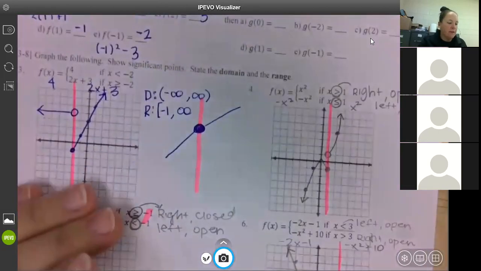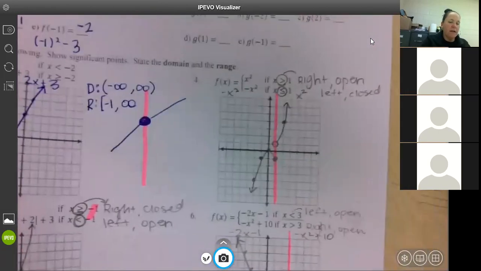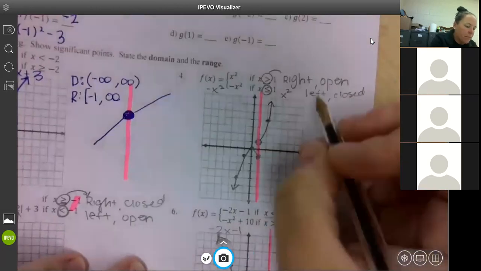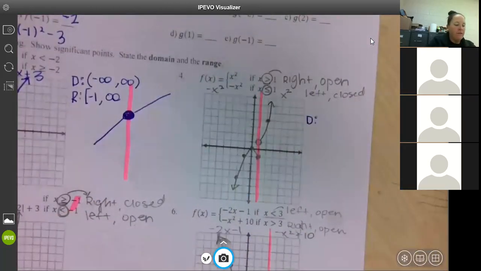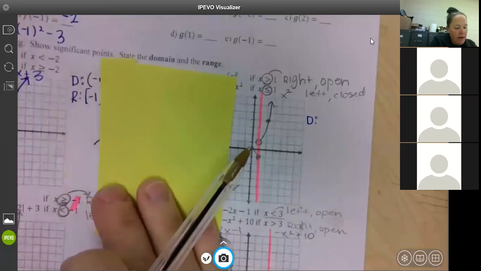All right, so I graphed this one the other day. Number 2, you guys got to see that. I think that was yesterday that I graphed it. Our domain goes left to right. What do we see on the left?